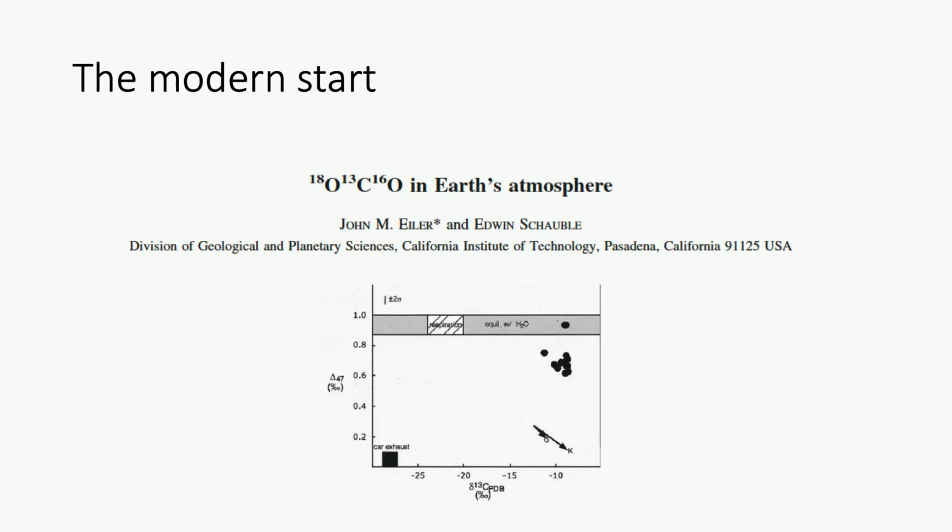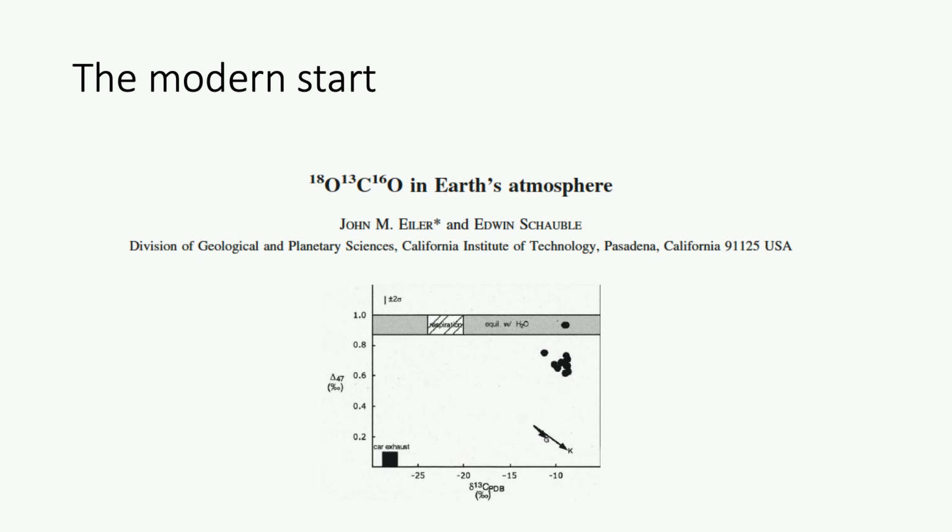So the modern start of all of this is in 2004, in which clumping was done, not on carbonates. John Eiler's group with Edwin Schauble measured it on CO2. Here would be 25 degrees. Car exhaust is really, really high. And these are observations from the atmosphere. They were trying to get at mixing ratios of various sources of CO2 to the atmosphere.